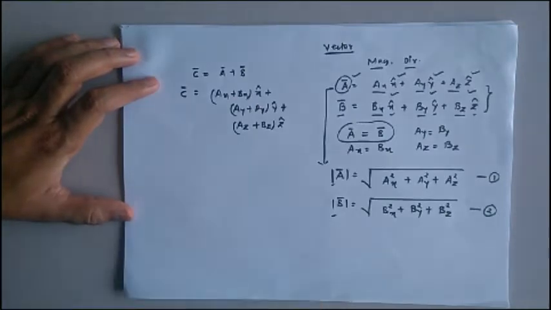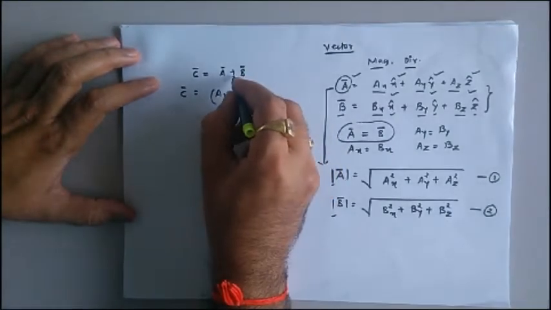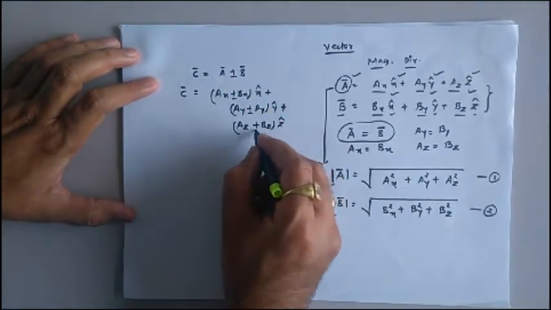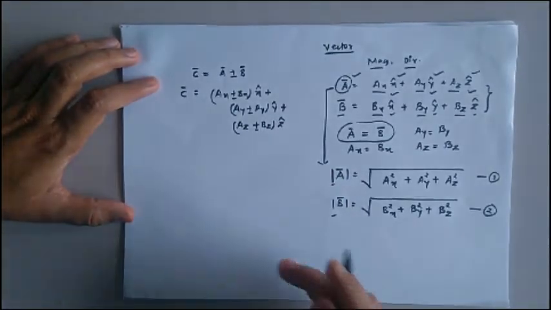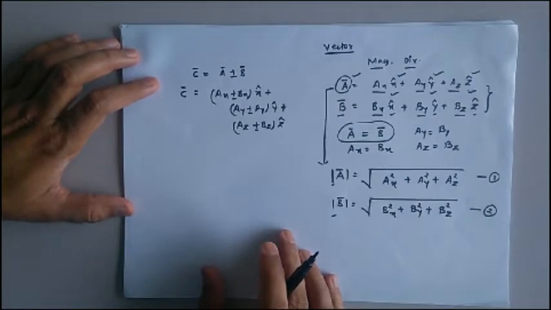In the same way you can also perform a subtraction operation over here. Just the thing is that instead of writing positive sign we need to write here negative sign. You will get the expression for subtraction of vector a bar and b bar.